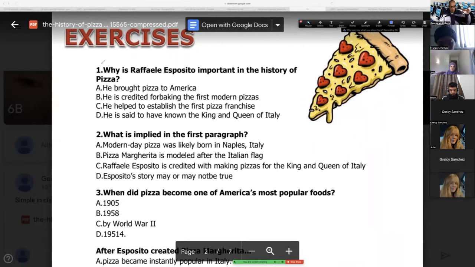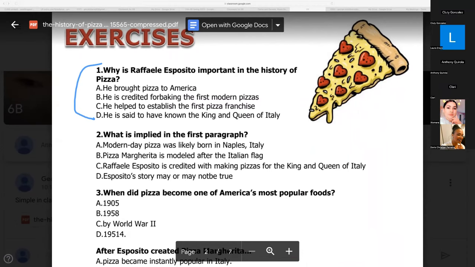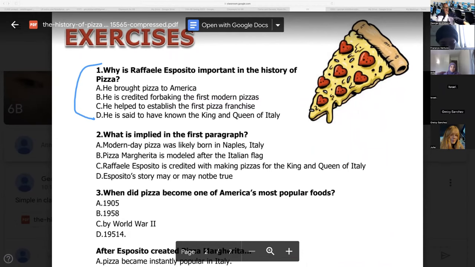It's more of a level 4, not a level 6 exercise, but I still like to do it just as a warm up. First question, anybody who didn't read, try to take this question right here. Why is Rafael Esposito important in the history of pizza? A, B, C, D, or E? Everybody, you can do this. It's a small enough group today. We have 12 people right now. Raise your hand when you think you've got the answer. A, B, C, D, or E?